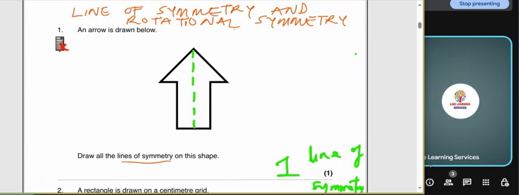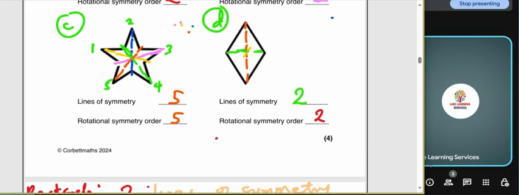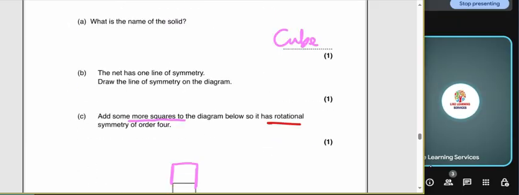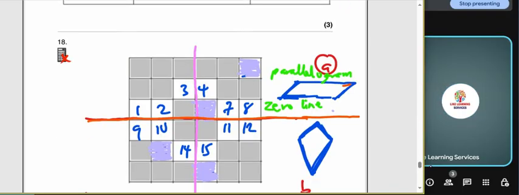Where is it? A rhombus has two. This is a rhombus. Well, a rhombus is a special parallelogram where all the sides are equal. A rhombus has two lines of symmetry. But other parallelograms that don't have all their sides equal cannot fold. So zero lines of symmetry.